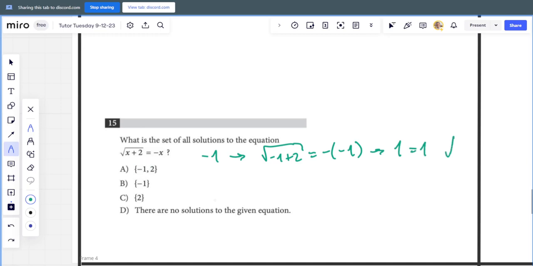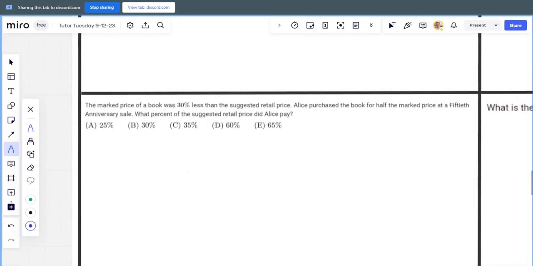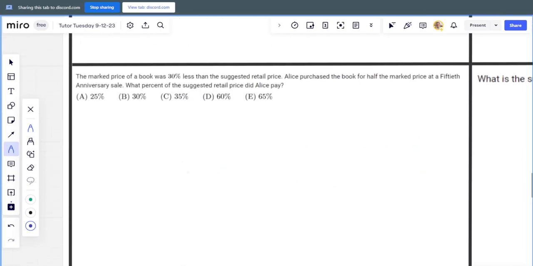Negative 1 definitely works. If I plug in 2, then I get square root of 2 plus 2 equals negative 2. Or 2 equals negative 2. That does not work. The only one that works for this one is going to be B. Cool.